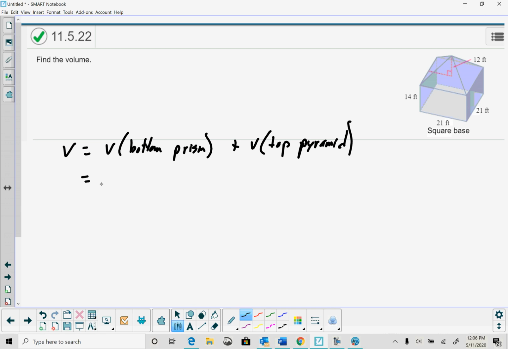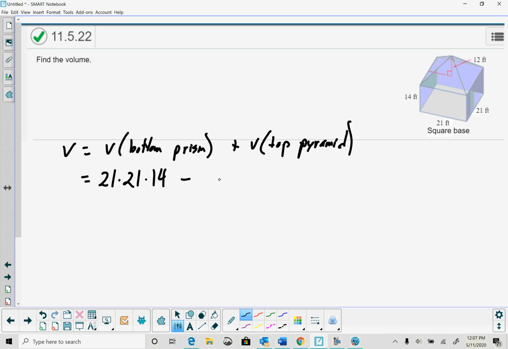And again, they tell us here off to the side that it's a square base. So again, volume, it's basically volume of a box. I have to take length times the width times the height. Okay, that won't be too tough.